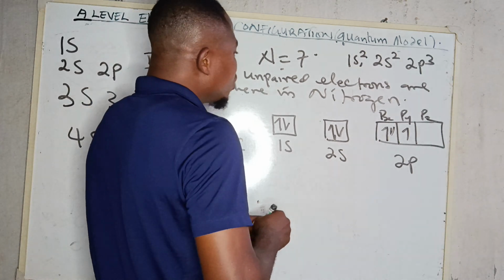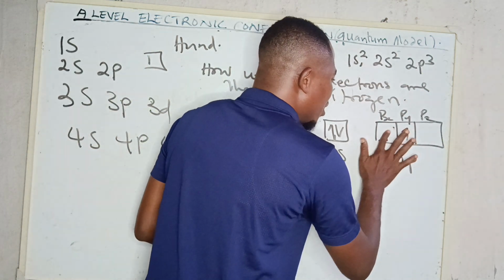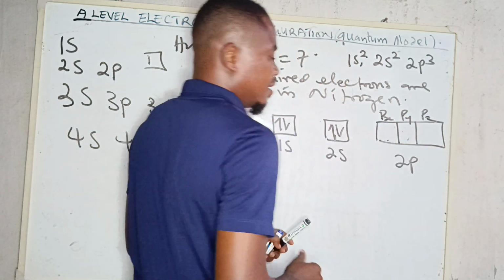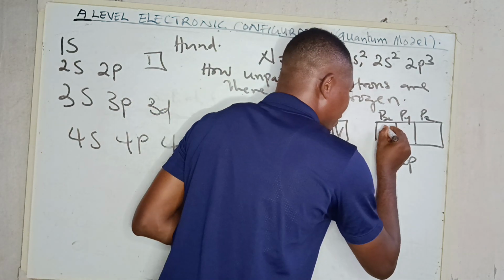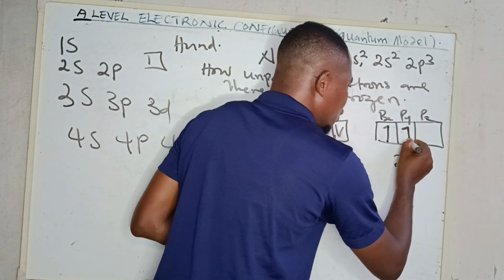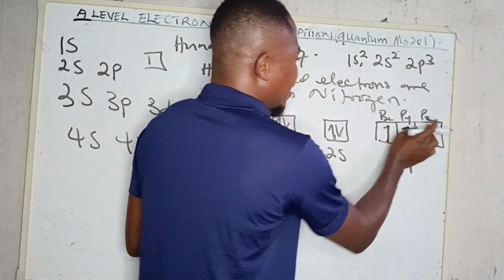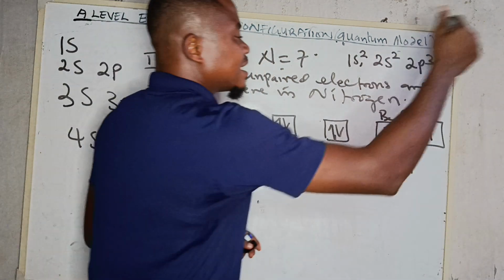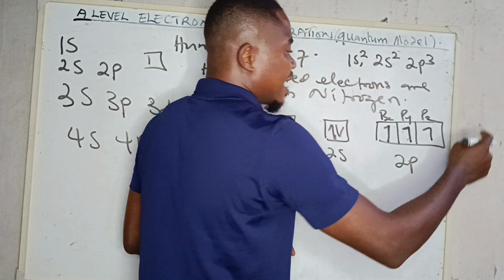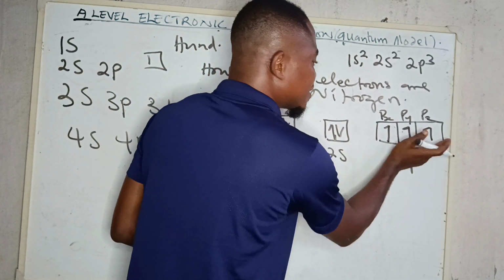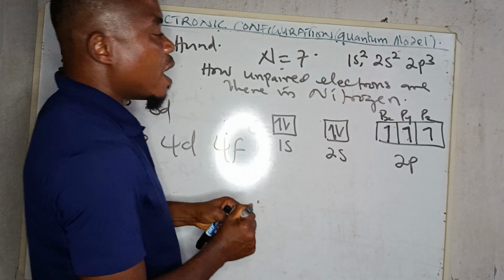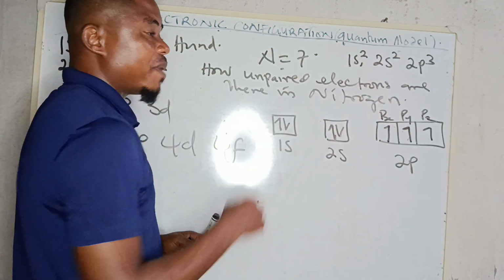But Hund's rule is saying no. You first of all do what? Fill them singly first. So here will be 1, 2, 3. And these are the 3 electrons in the p orbital. So if there is an extra electron, like in the case of oxygen, it will come in here. But since it is only 7, what will happen? You fill them singly first before pairing will occur.